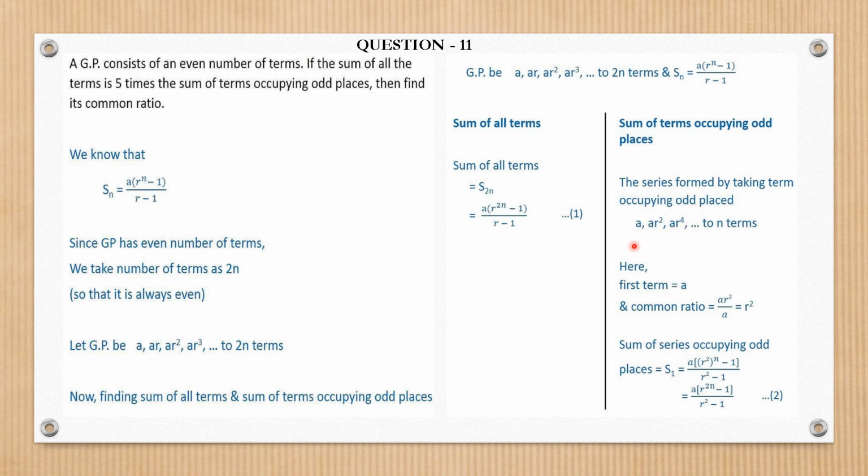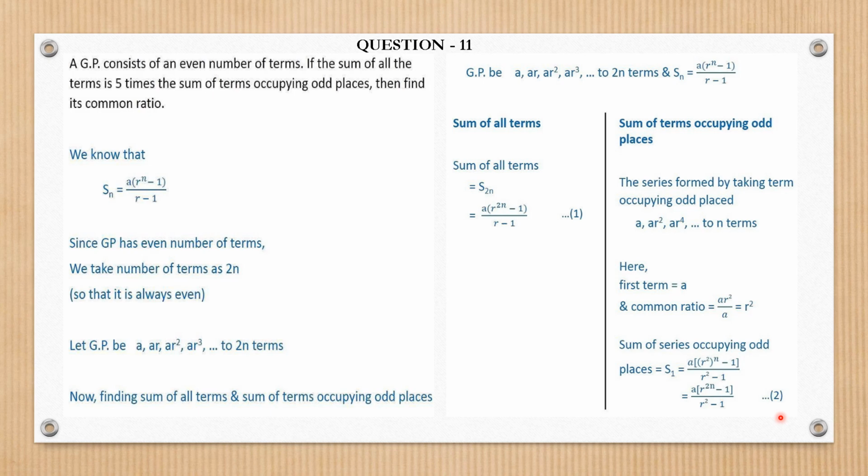The first term is a. The common ratio is ar square upon a, that is r square. Let us denote this sum as S1. So S1 is a times, as the first term is just a, and the ratio is r square. In place of r, I have to put r square: r square raised to power n minus 1 divided by r square minus 1. So it becomes a times r raised to power 2n minus 1 upon r square minus 1. This is my equation number 1: the sum of all terms, and this is the sum of terms occupying odd places.